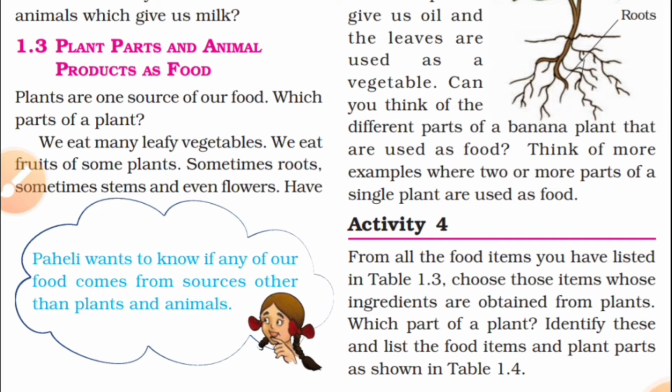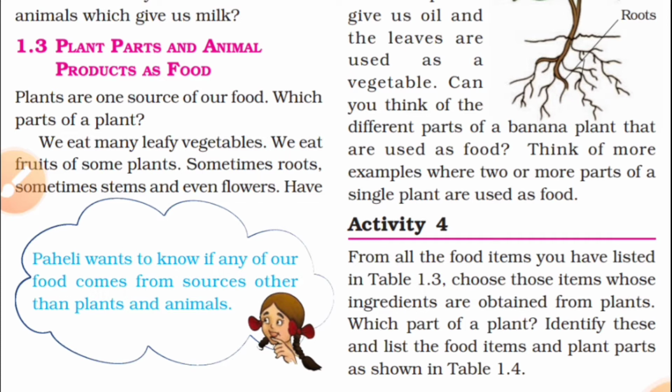The first thing you have to remember is the term edible. What do we mean by edible? Edible means eatable. Some parts of plants are eatable and some parts are not edible. So you have to remember the term edible. Clear? So plants are one source of our food. Which parts of a plant? They are given in a figure on the right hand side.